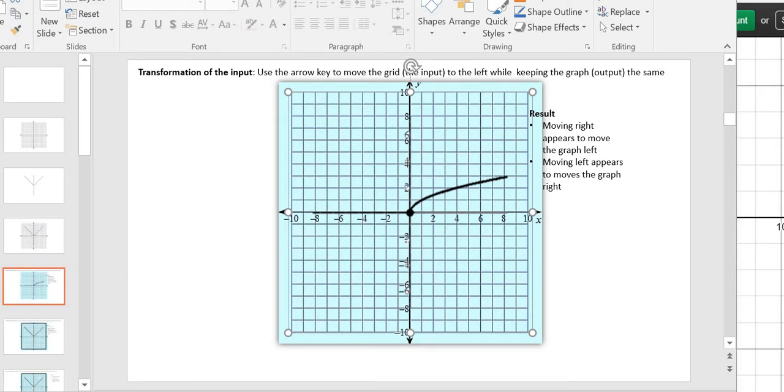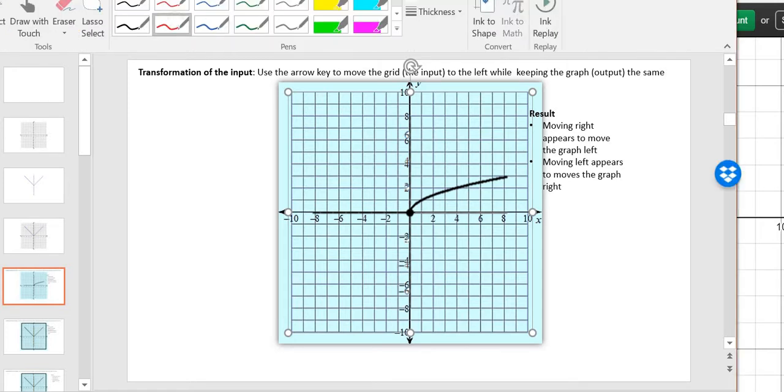Okay, so in this video, I'd like to clarify the idea of horizontal transformation. Why is it that whenever you do horizontal translation, it does not follow the intuition? An example would be, let's say I have a square root function like this: y equals the square root of x minus 4, for example.